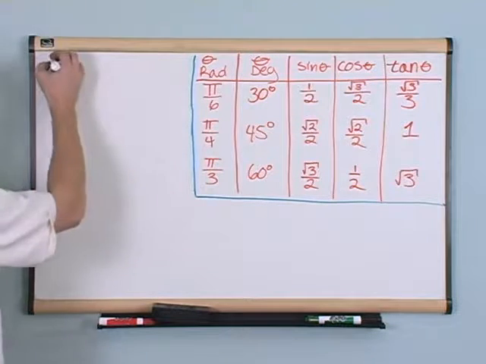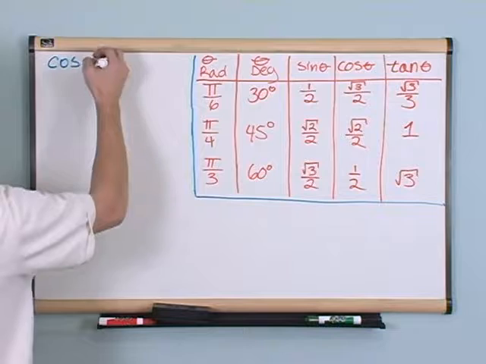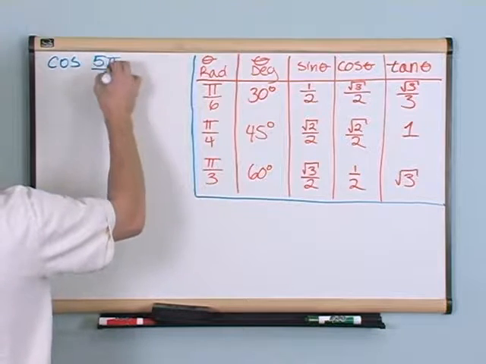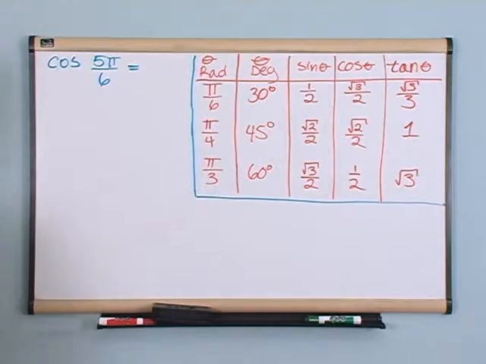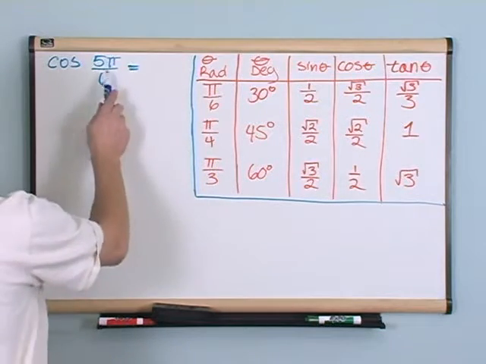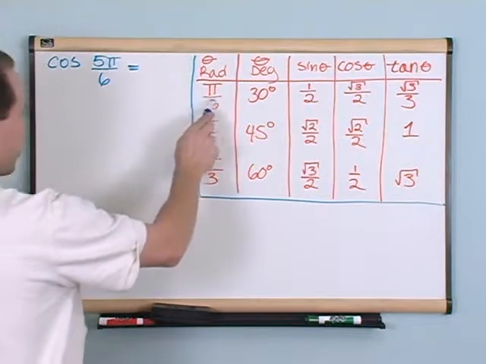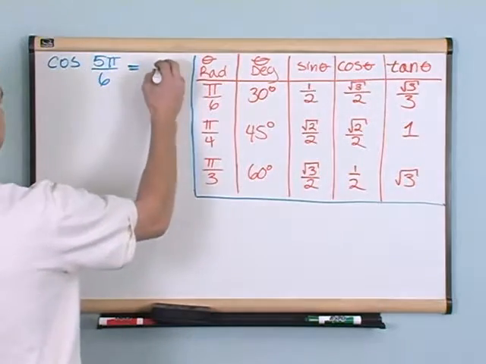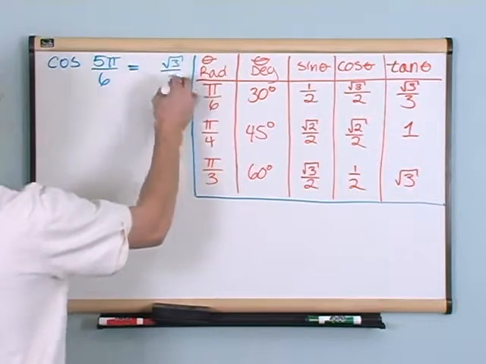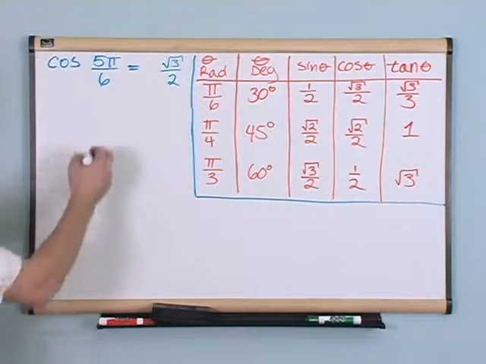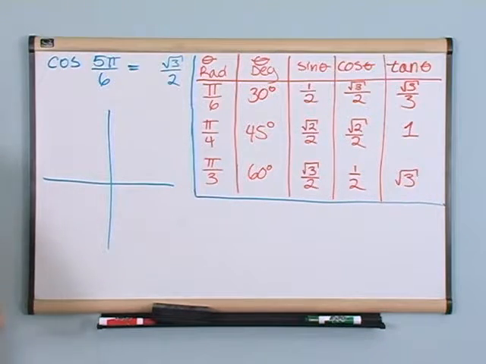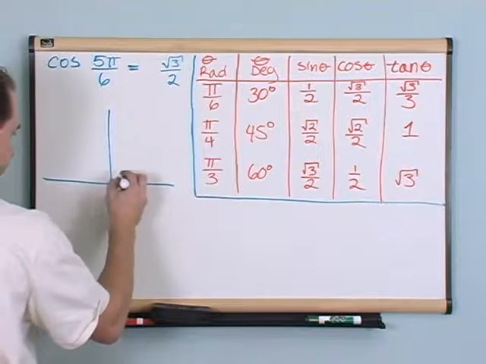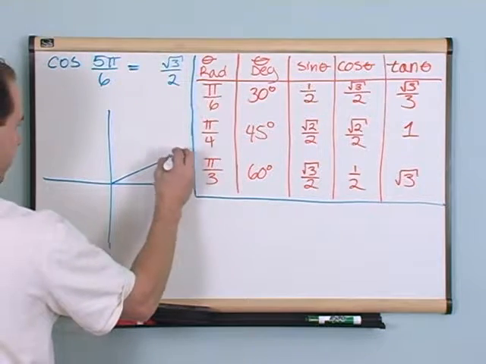Let's say you have cosine of 5 pi over 6. Again, first thing you do is you look for, this is a multiple of pi over 6. You look in your chart for cosine. It's going to be square root of 3 over 2. Next thing you do to figure out if it's positive or negative is look at your chart. Pi over 6, remember, is 30 degrees. So this is pi over 6.